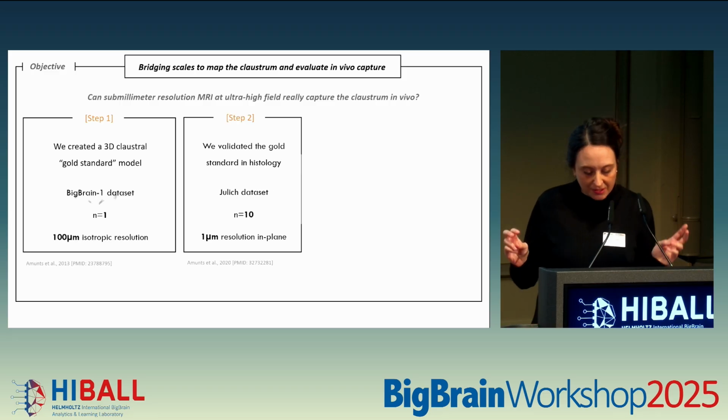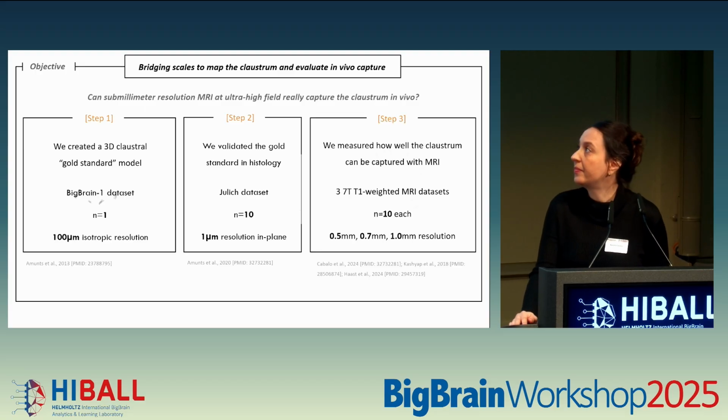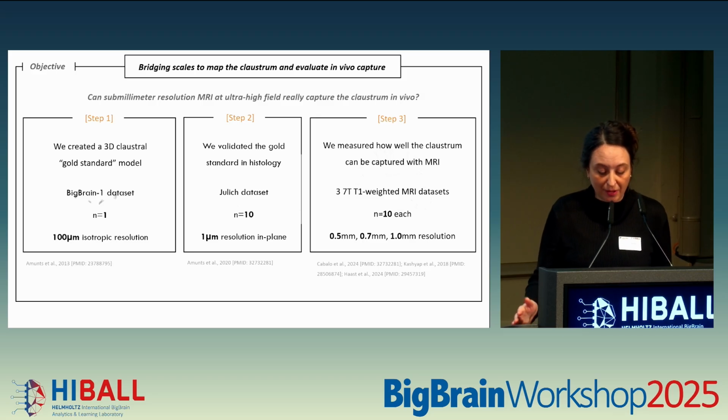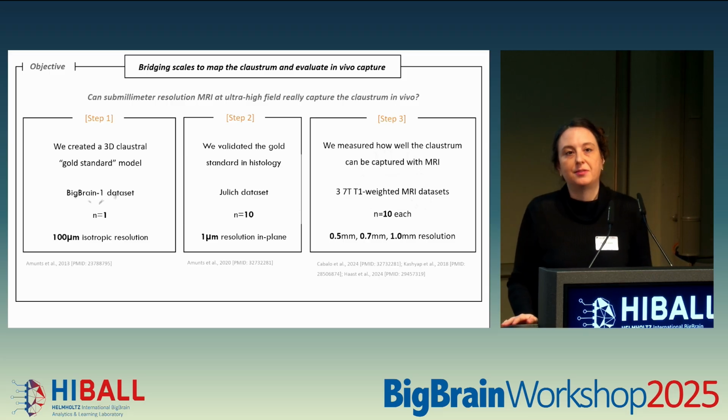And then we validated this gold standard against 10 Julich brains at the 1 micron in-plane resolution. And then third, we measured the claustrum in MRI. And for this, we used 3 7 Tesla datasets. We used a 0.5 millimeter dataset from Montreal from Dr. Boris Bernhard. And we also used a 0.7 and a 1 millimeter dataset, both from our collaborators at Maastricht University. And importantly, I think these datasets are both whole brain datasets that aren't calibrated in any specific way for an acquisition specific to the subcortex or for the claustrum.